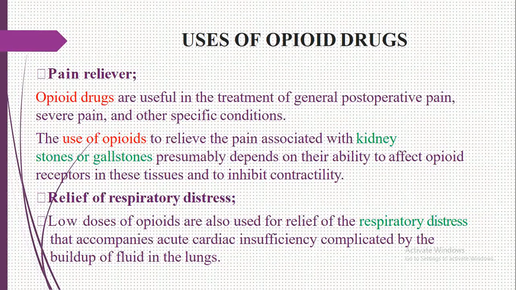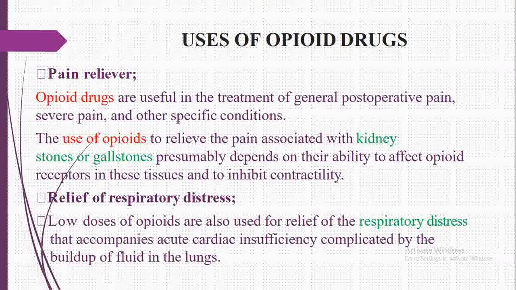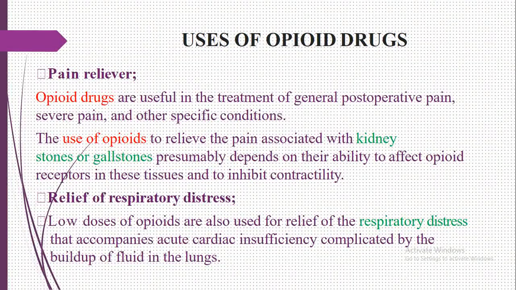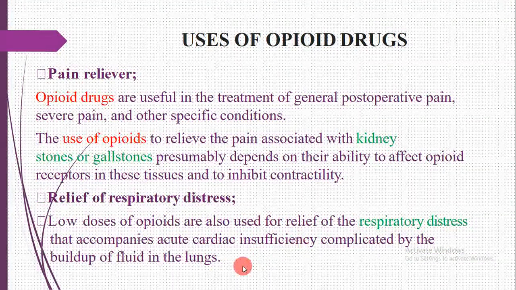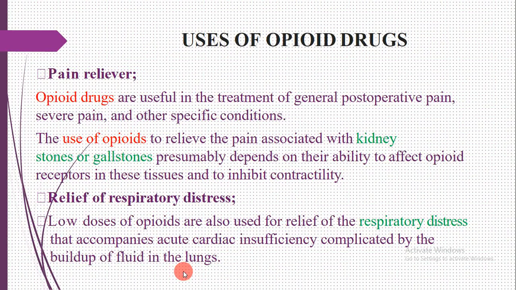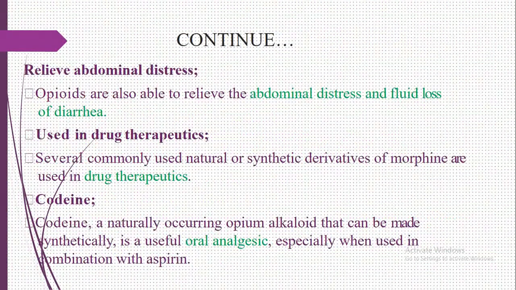Opioid drugs are also used for the relief of respiratory distress. This is the second clinical use of opioids. Low doses of opioids are also used for the relief of respiratory distress that accompanies acute cardiac insufficiency complicated by the buildup of fluid in the lungs. This is the second clinical indication.